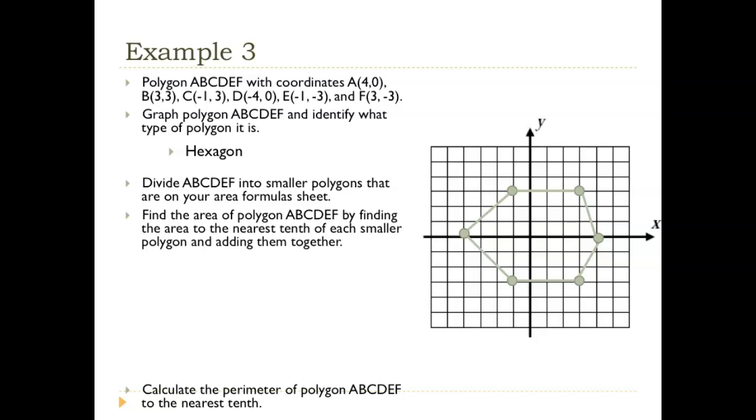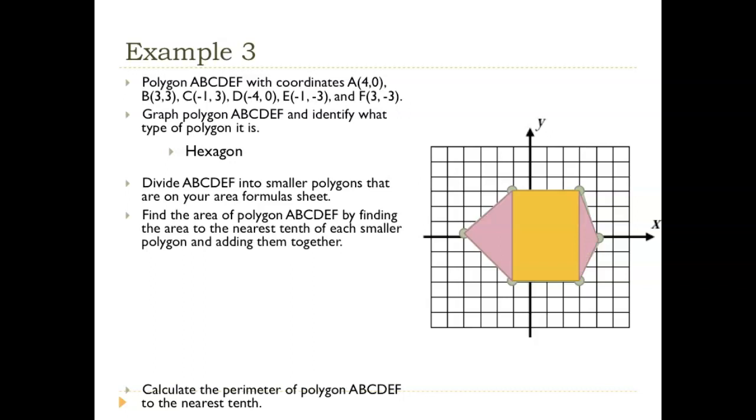Now, divide ABCDEF into smaller polygons that are on your area formula sheet. So since we don't have a formula for a hexagon, we're going to need to divide what we do have into basic shapes that we can find the areas of. So you can see here that we have this rectangular part in the middle, and we have these two triangular parts on either side.